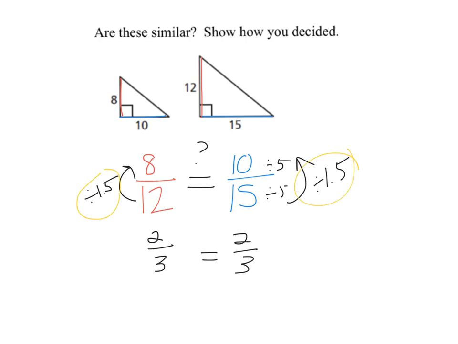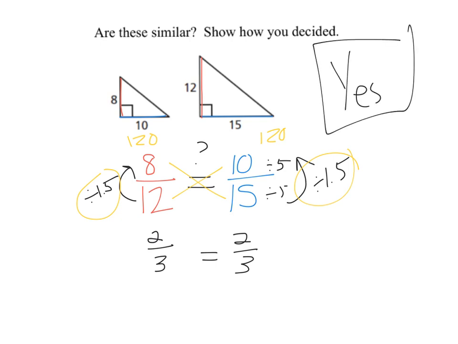Okay, and a final way you could check it would be to multiply your diagonals. If they equal each other, we know that that proportion is true, which again tells us that those are similar figures. 12 times 10 is 120. 15 times 8 is 120. Since they equal each other, we know again, yes, this proportion is true, so these are proportional ratios. Therefore, yes, these are similar figures.